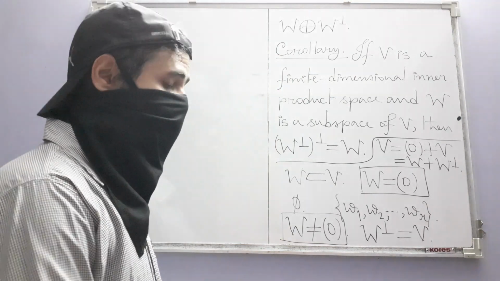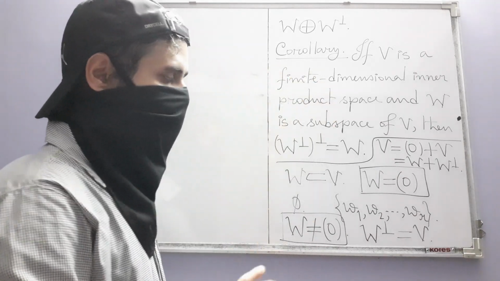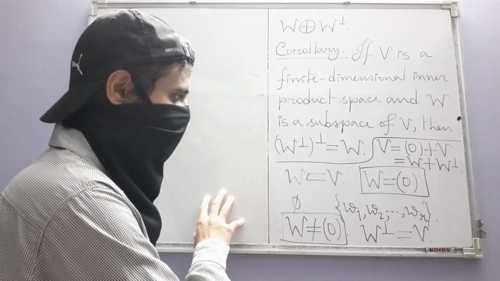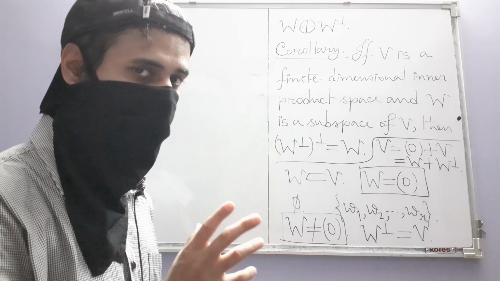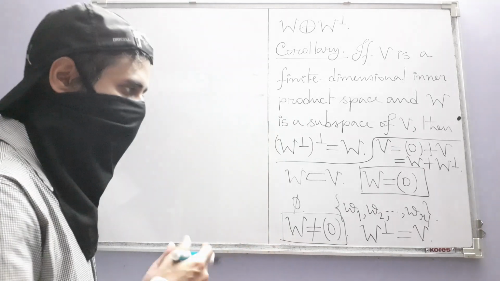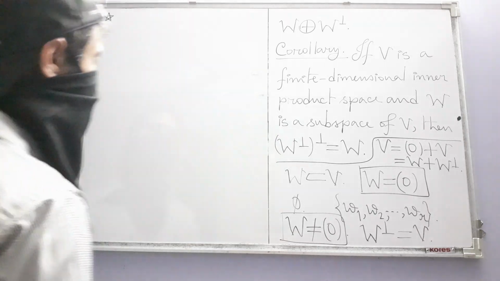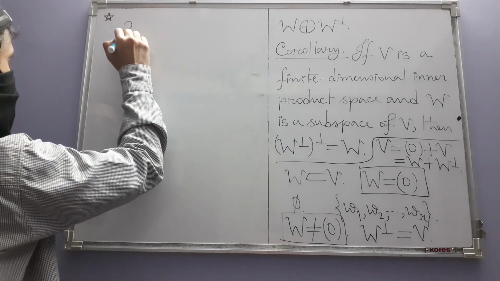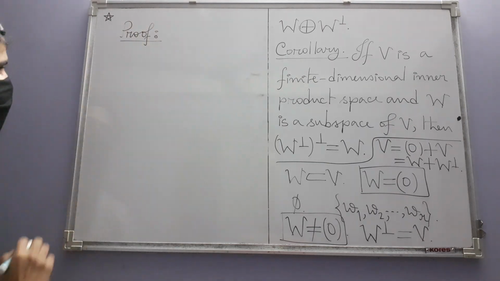And there is one more thing. Where have we used finite dimensionality in the previous proof? Namely, in the fact that there is an orthonormal basis. There we used the finite dimensionality. There is a finite orthonormal set of vectors that forms the basis. Here also we will need the finite dimensionality of the original space.